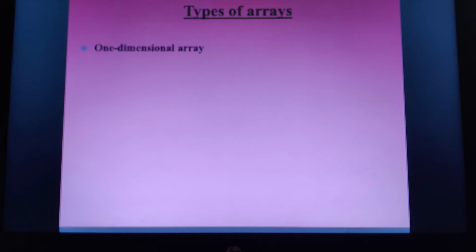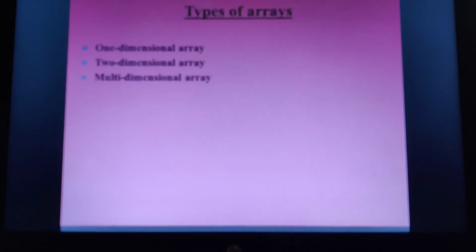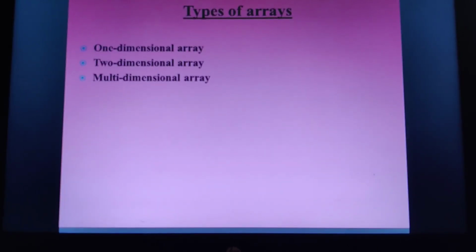We have 3 different types of arrays. The first is the one-dimensional array, the second is the two-dimensional array, and the third is the multi-dimensional array. So these are the 3 different types of arrays. The question they will be asking is, what is an array, and mention the types of array. When they ask what an array is, it's an ordered collection of elements of the same data type that share the same name, and then you mention the types: one-dimensional, two-dimensional and multi-dimensional array.